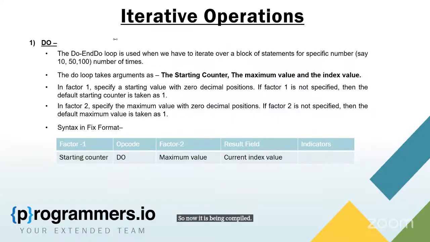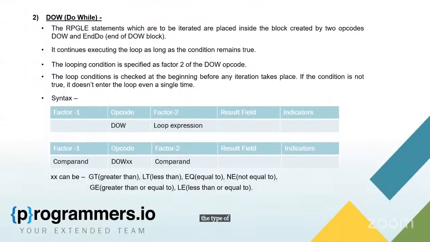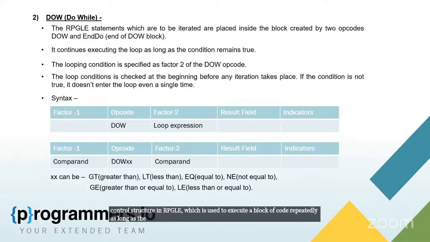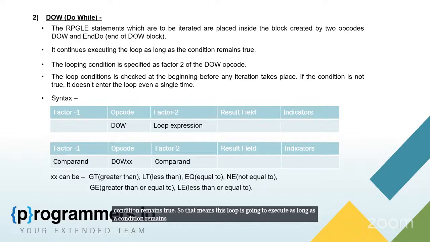So now it is being compiled. Now let's take a look on the other type of loop, which is do while loop. So it's a fundamental control structure in RPGLE, which is used to execute a block of code repeatedly as long as the condition remains true. So that means this loop is going to execute as long as our condition remains true, and we can specify the looping condition in the factor 2.